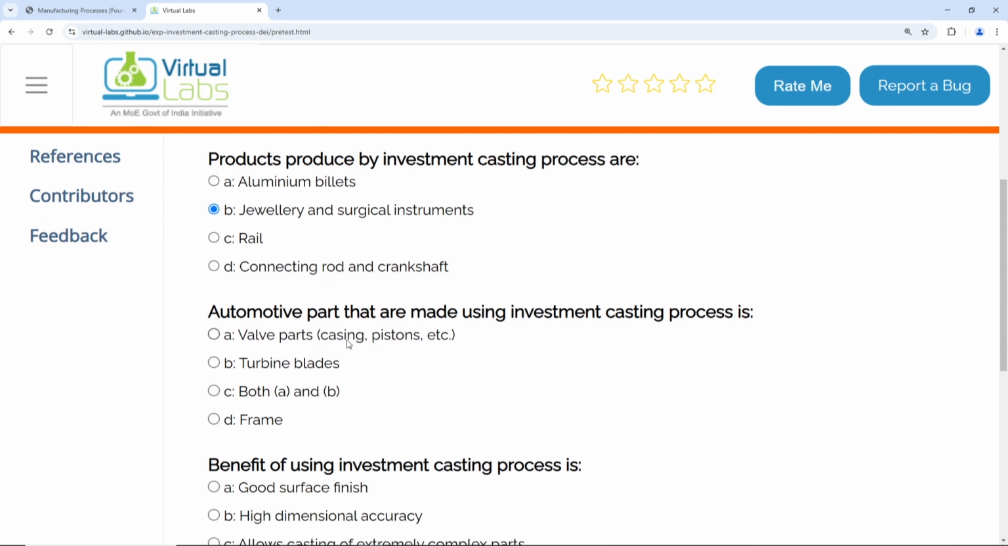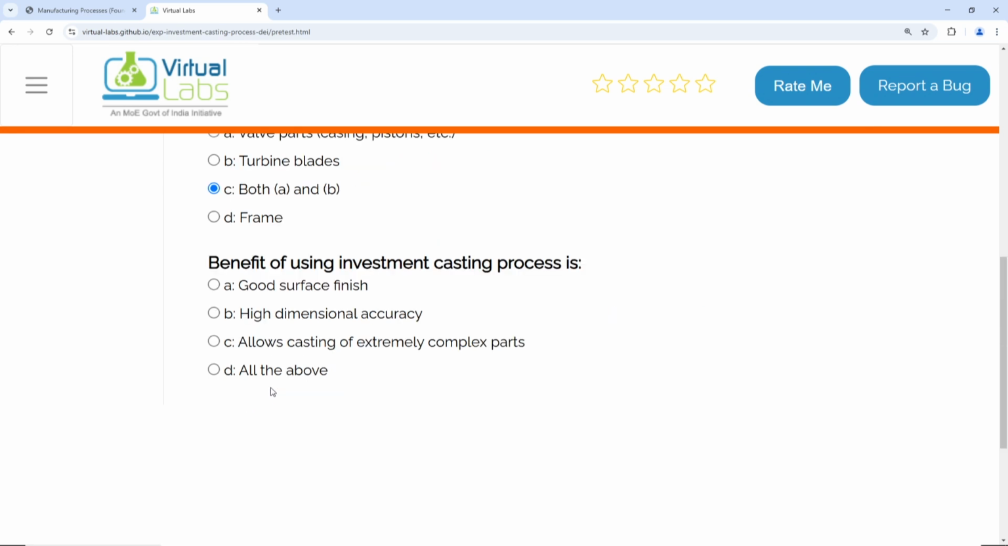Next, automotive parts that are made using the investment casting process are wall pots, turbine blades, both of them are made. Benefits of using the investment casting process are good surface finish, high dimensional accuracy, and allowing casting of extremely complex parts. All of these are the benefits. Let me come to the simulation part now.